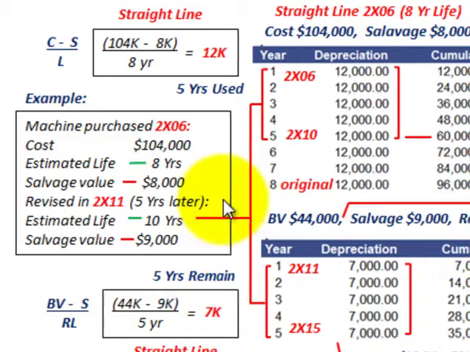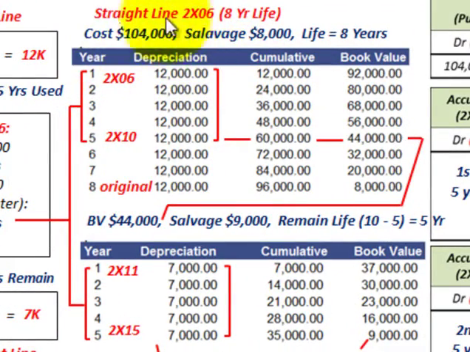So let's go up here and look at the schedules that I have set up. First, our straight line for a year starting in 20X06, and again for 8 years life, we had that cost of $104,000, salvage of $8,000, a life of 8 years, and this is our depreciation schedule. So we depreciated it for these first 5 years at $12,000 per year, and then our accumulated depreciation after this fifth year is $60,000. And so our book value we're going to determine to be $44,000.